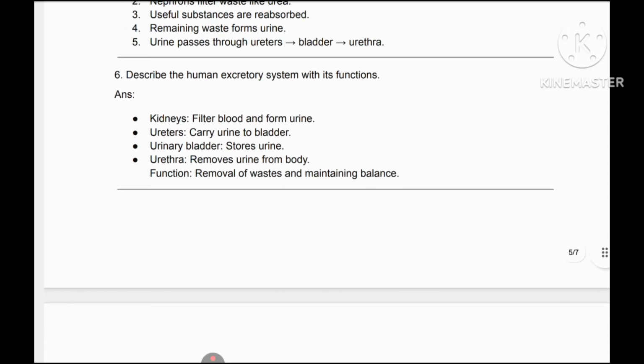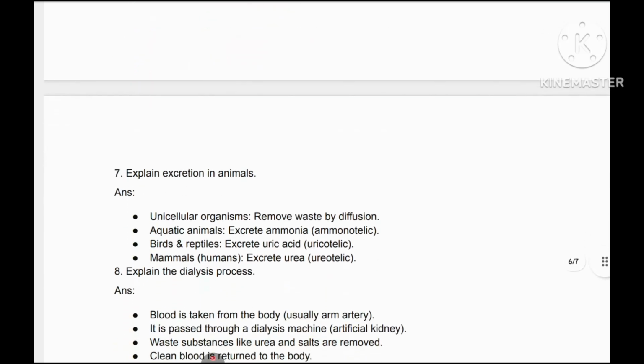Describe the human excretory system with its functions. Kidneys filter blood and form urine. Ureters carry urine to bladder. Urinary bladder stores urine. Urethra removes urine from body. Function: removal of waste and maintaining balance.